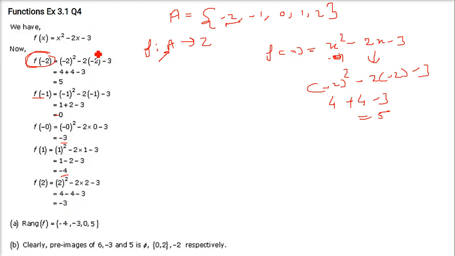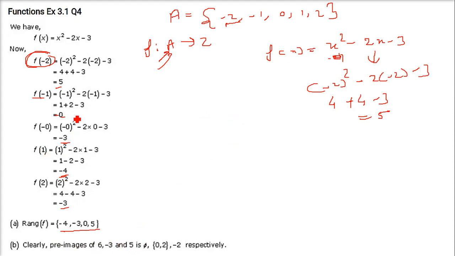So all the values of a, when they are put in this function, you get 5, 0, -3, -4, and -3. So the set of these elements which have come, these are the range. These values will constitute the range. Okay. Now, what are the pre-images of 6, -3, 5?